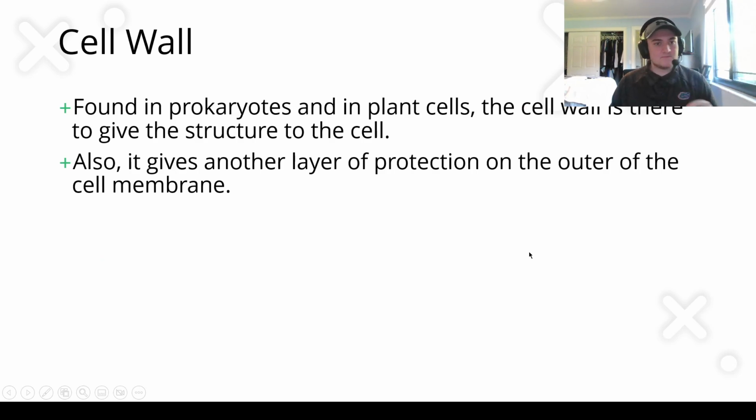Next, we're going to go to the cell wall. It gives structure to the plant. It gives protection to the plant. Very simple. It's going to be this box-like structure. It's only in plants and prokaryotes, not animal cells.